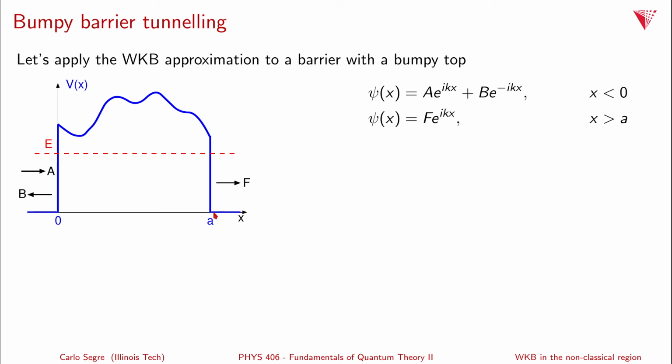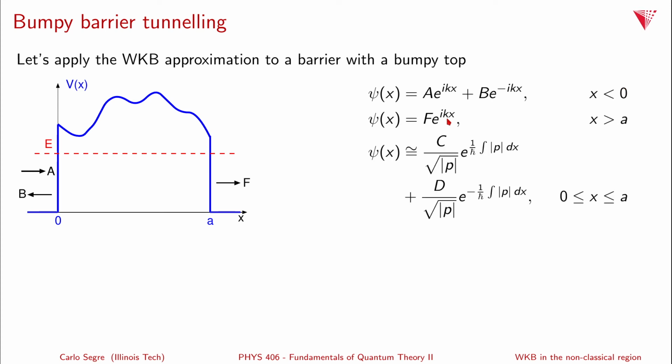Over where x is greater than a, we have just a transmitted particle. So a transmitted wave, so we'll call it psi of x is equal to F e to the ikx. Again, the potential energy is 0, so k is the same in both the first region and the region x greater than a. Now, in between 0 and a, the solution has to be the WKB solution.